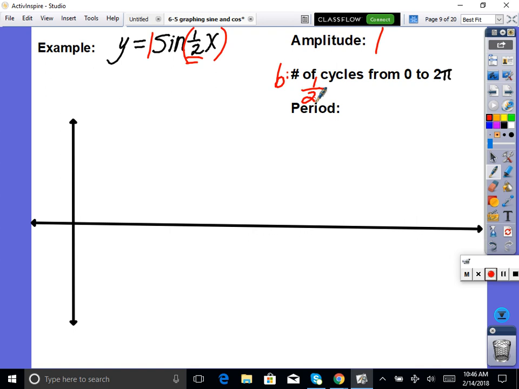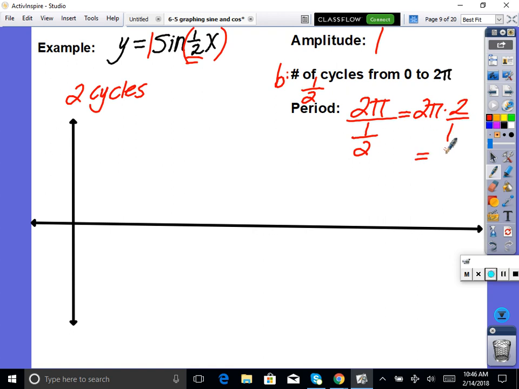It's like fold out. Well, I'm asking you to graph 2 cycles every time. So I need to figure out the length of one cycle so that I can then graph 2 cycles. Well, period means length of one cycle. So we would do 2 pi divided by b. Dividing fractions is easy as pi. Flip the second and multiply. So the length of one cycle is 4 pi.